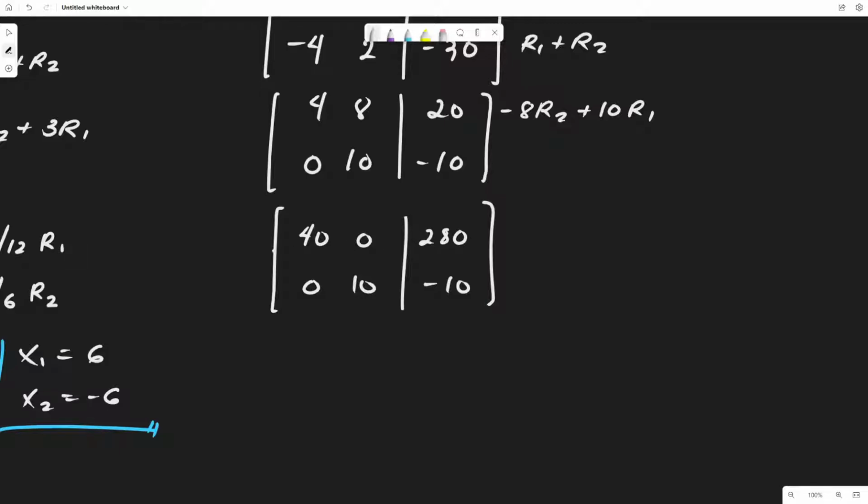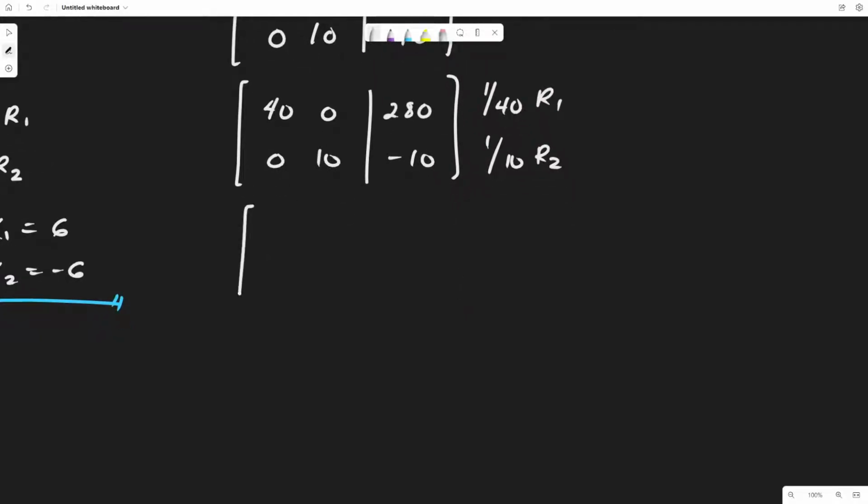So, divide na lang natin sa mga numerical coefficients dito sa left side. So, 1 over 40 R1, then 1 over 10 R2. So, we have 1, 0, 0, 1. Then, we have here 7. 280 divided by 40, that is 28 divided by 4. So, 7. Then, we have negative 1. Ganun lang siya kasimple. So, x sub 1 is equal to 7, x sub 2 is equal to negative 1.